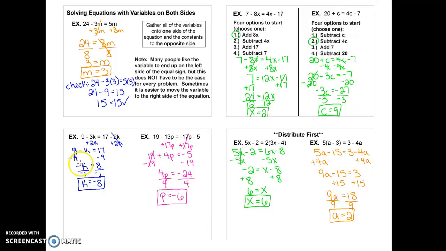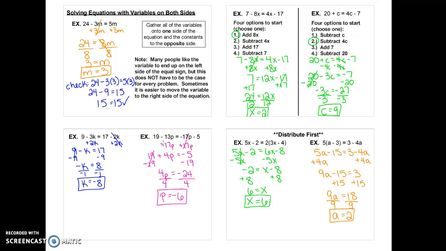One final step, this is really a negative 1k, and we've seen this before. I need to solve for just k by itself, so I'm going to have to divide both sides here by the negative 1. That gives me k equals negative 8.